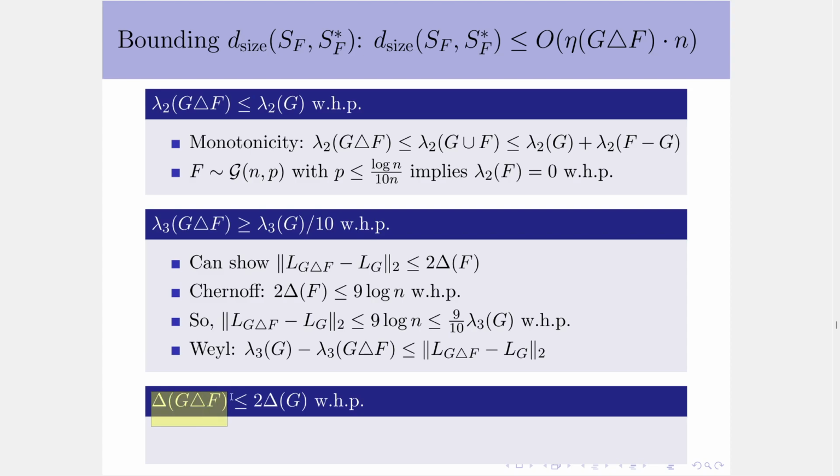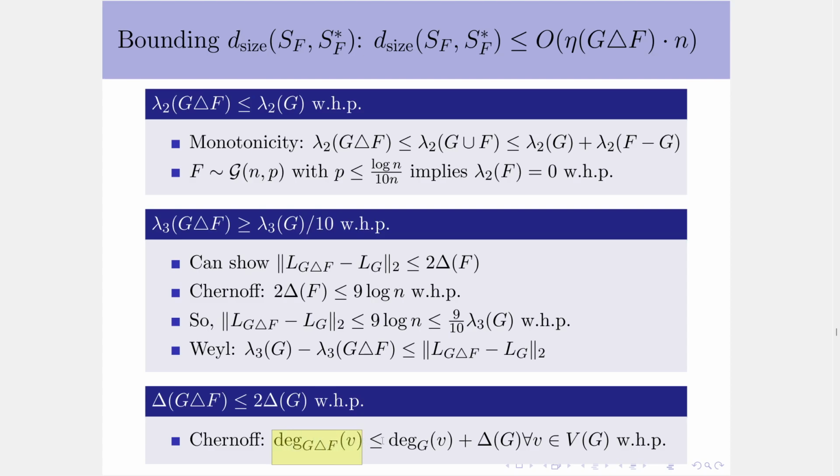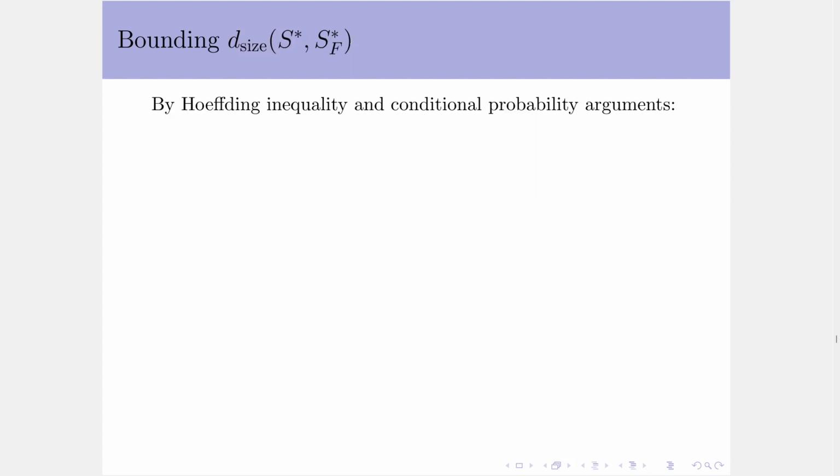Next, we also have to show a perturbation result for the maximum degree. And this follows from Chernoff inequality and the union bound that the degree of any vertex in the perturbed graph is at most the degree of the vertex in the original graph plus the maximum degree of G with high probability. And that finishes the bound on the second term.